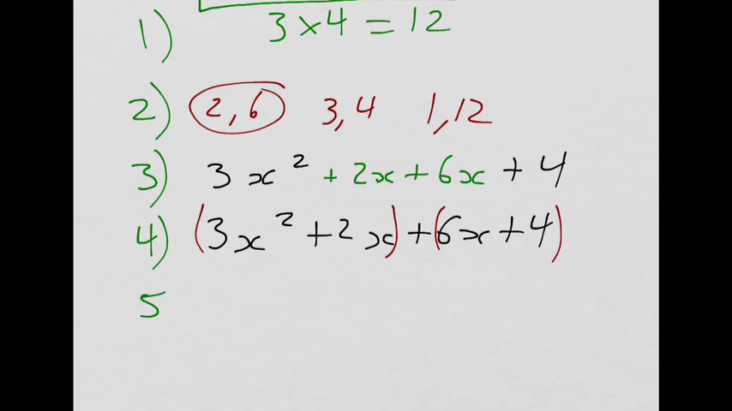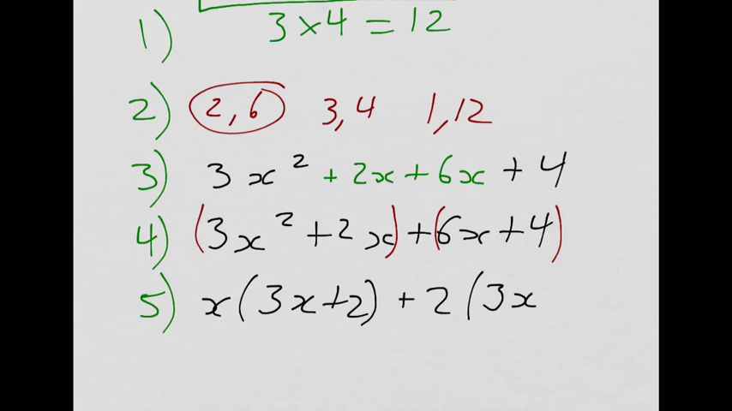Okay, step 5, we factor both of those groups. So I ask myself, what is the greatest common factor out of these first two terms only? X. Just x. So that leaves me with x, and what's left over? 3x plus 2, good. And out of the second pair, what can I factor? 2. So plus 2, and then what's left over? 3x plus 2.